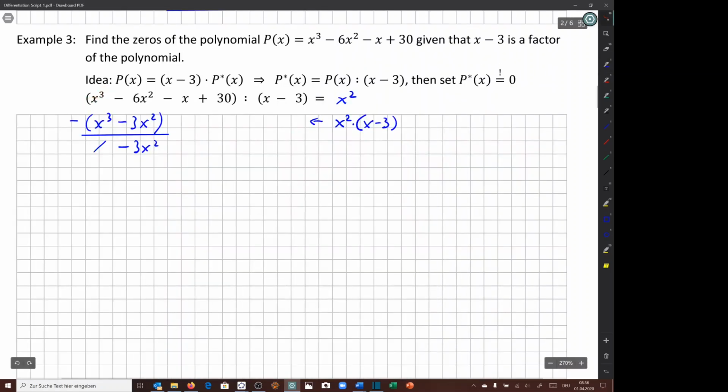The x to the power of 3 cancels out, and what remains is minus 3x squared. So what remains in total is minus 3x squared minus x plus 30, so we could copy the whole minus x plus 30 down here. But to simplify our life, we only copy the part that we need for the next step, which is the minus x. Now we take the remainder polynomial, which is now minus 3x squared minus x plus the 30 here. And again, we take the term with the largest exponent, so minus 3x squared, and divide it by the largest exponent of the divisor polynomial. And we get minus 3x.